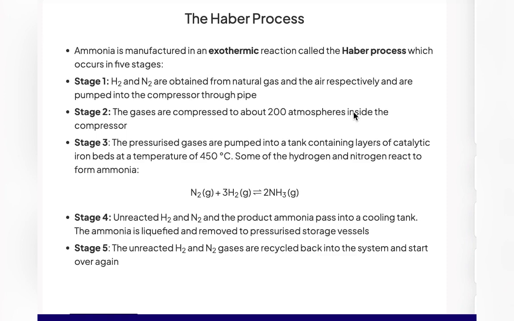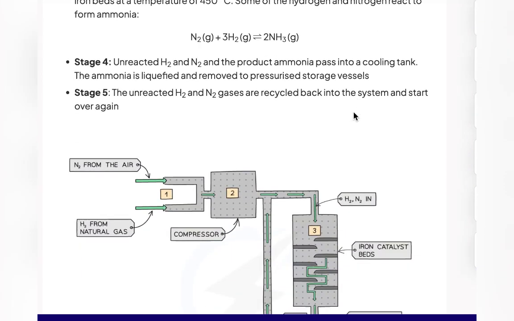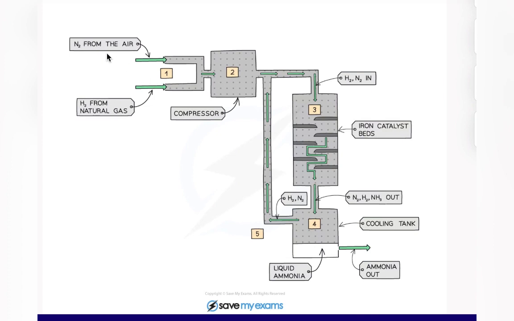What is happening in the 5 stages? Okay, we've shown you, you can see the diagram. This is the diagram of the Haber process in the industrial manufacturing of ammonia. So to make ammonia, we need 2 basic reactants, 2 major raw materials, which are hydrogen and nitrogen. The nitrogen we get from the air, and the hydrogen we get from methane gas.